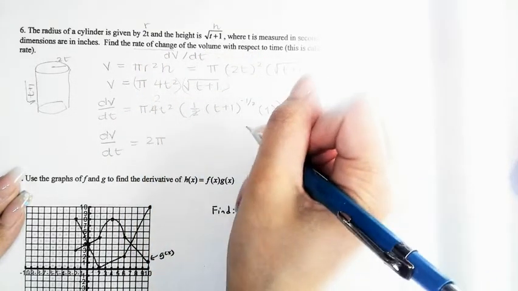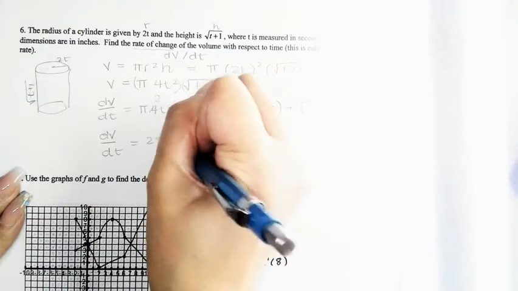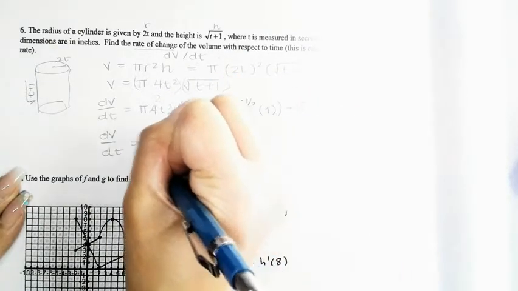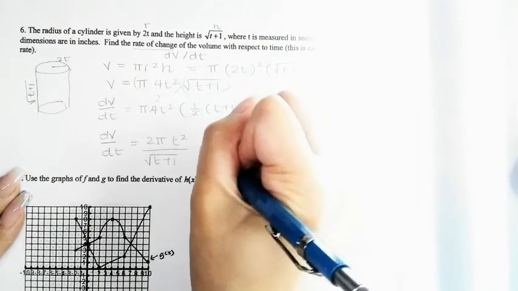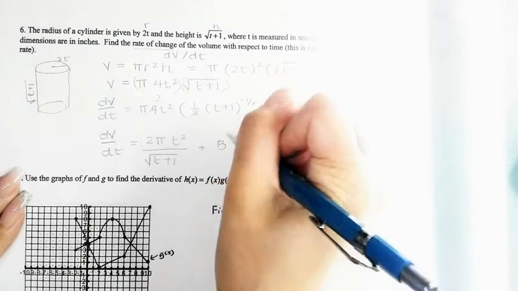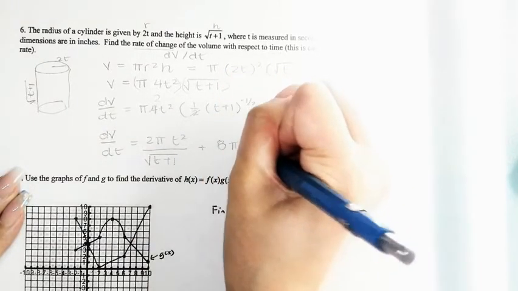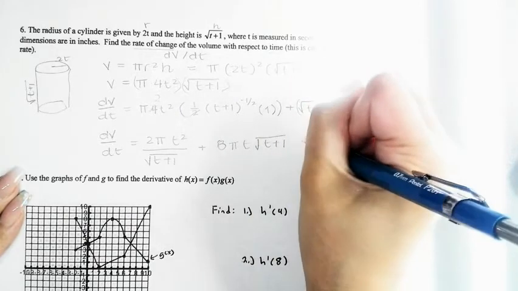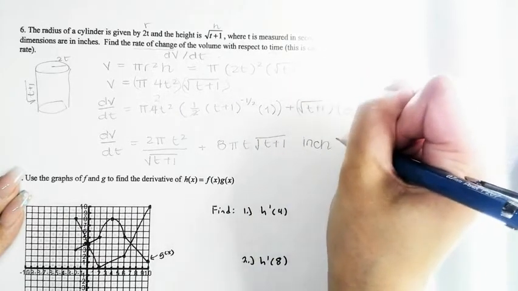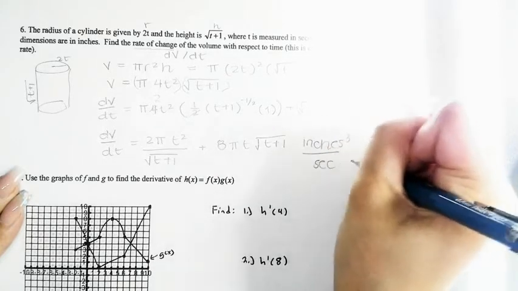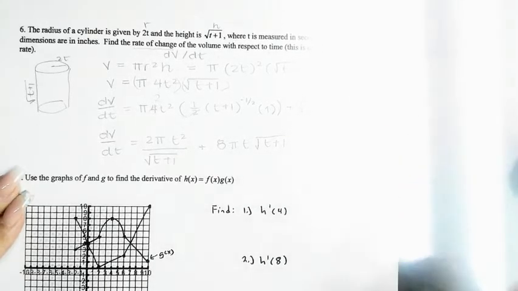Okay, so you have that one is going to be t squared divided by root t plus 1. Okay, why? Because it's negative, plus, and you have that this one is going to be quite ugly, 8 pi t root t plus 1, and that's going to be what you have, and that one is going to be in inches cubed per second. Okay, and that's what we have for this one.